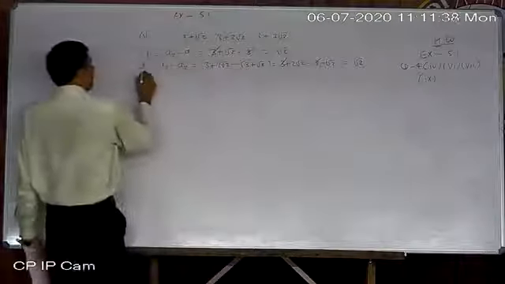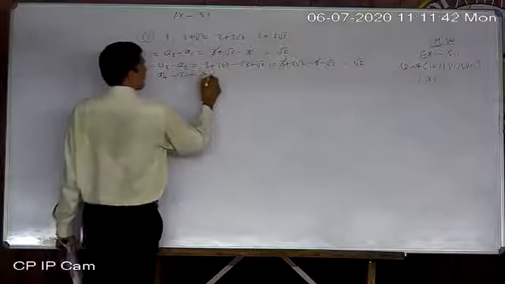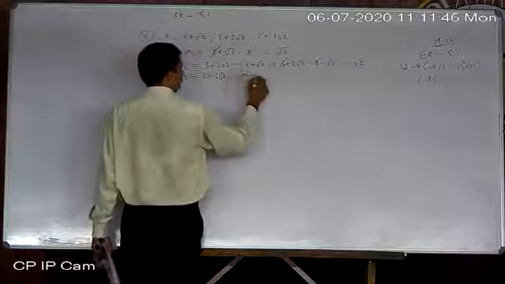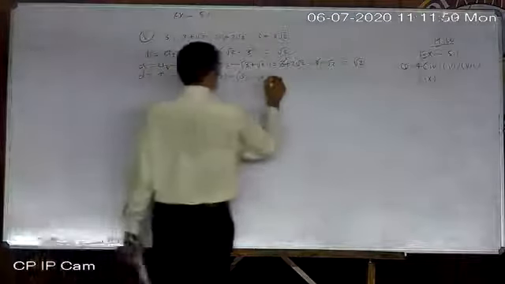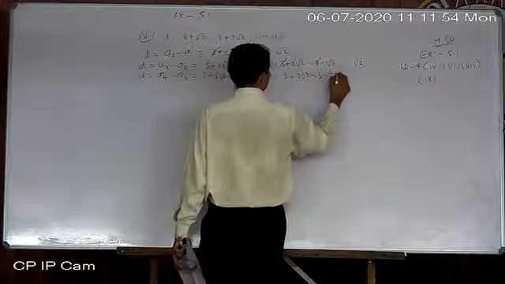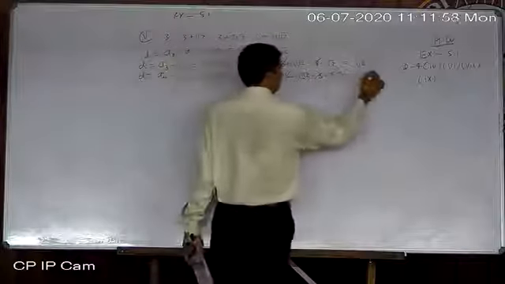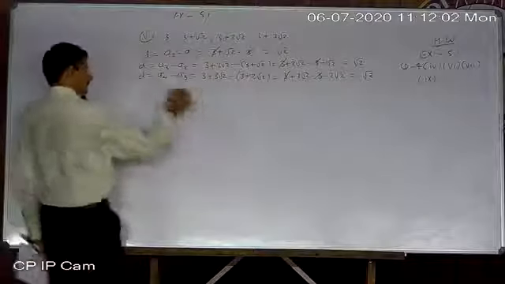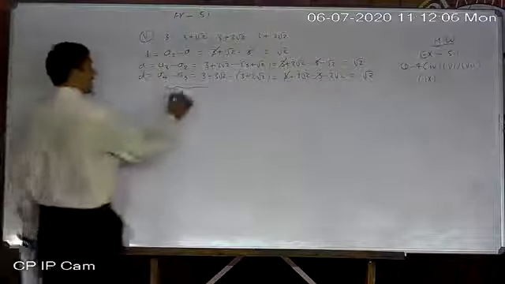Same way d equal to a4 minus a3. So again 3 plus 3 root 2 minus (3 plus 2 root 2). Same way. Now open that bracket. So 3 plus 3 root 2 minus 3 minus 2 root 2. 3 again cancel. 3 root 2 minus 2 root 2, 1 root 2. 1 root 2 means only root 2. Everywhere constant. So write down difference is constant everywhere. So it is an AP.